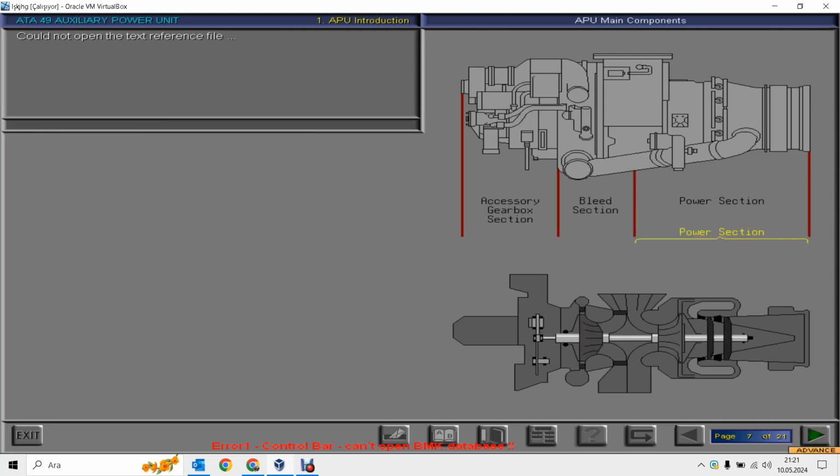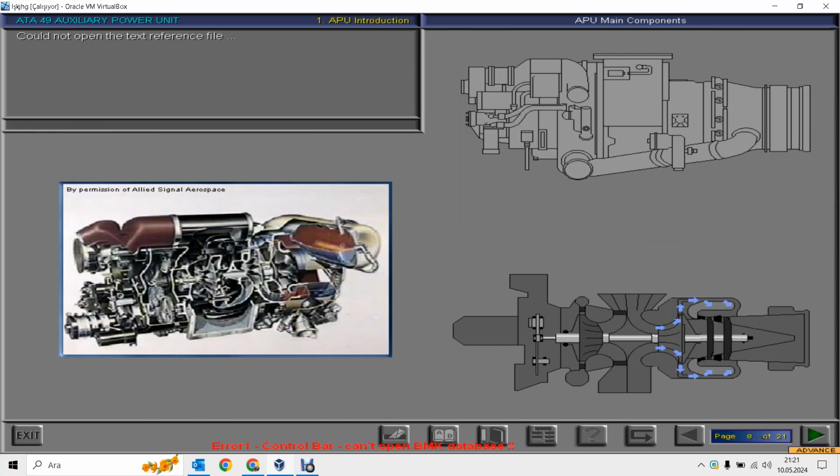As on all gas turbine engines, the power section has a compressor, a combustion chamber, and a turbine. The compressor of the power section is mainly used to provide the air for the combustion. It can be either a single-stage or a multiple-stage compressor. On some APUs, this compressor must also provide the bleed air for the aircraft pneumatic system.